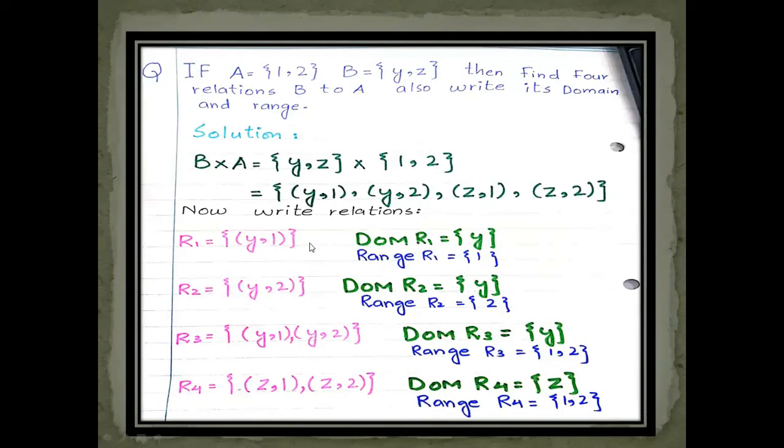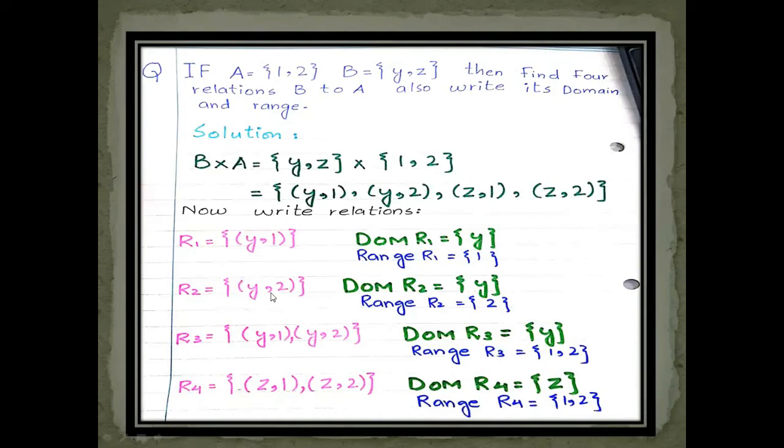Domain is the first element of the ordered pair, and range is the second element of the ordered pair. Domain is denoted by dom R1 if it's relation 1, and range is written as range R1. So here the first element is y. We write dom R1 as y, and we just use braces here. There is no need to use parentheses. We just use braces for domain and range.